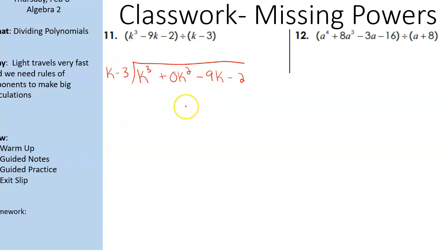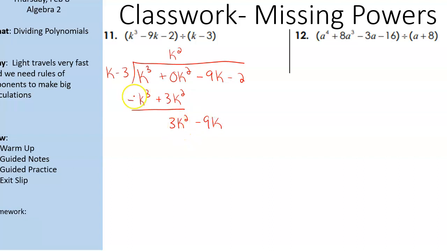Okay, and we're going to do the same thing we just did yesterday. What's k to the third divided by k? Well, that's k squared. That's going to go above my 0k squared. K squared times k to the third. K squared times negative 3, negative 3k squared. Before I combine, change the signs. So minus, and this one becomes the plus since it was a minus. K to the thirds cancel out. 0k squared plus 3k squared is 3k squared. And let's bring down the negative 9k.